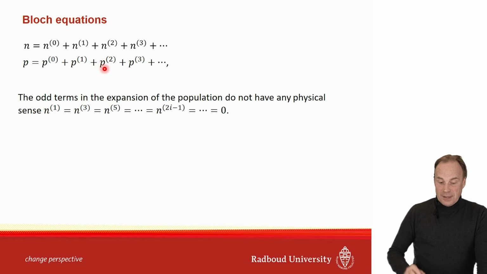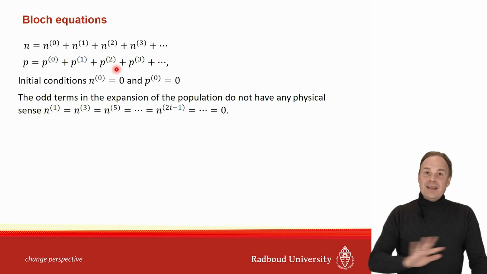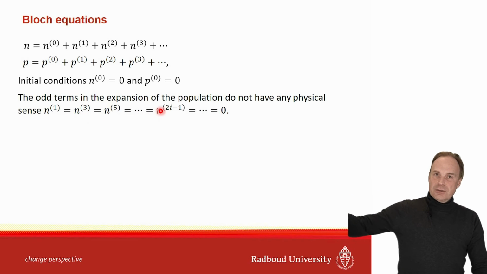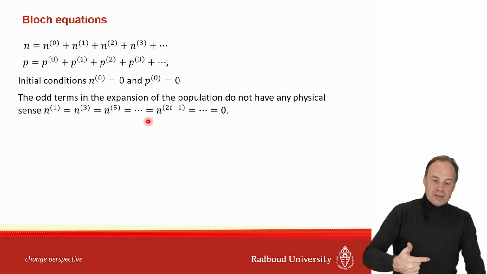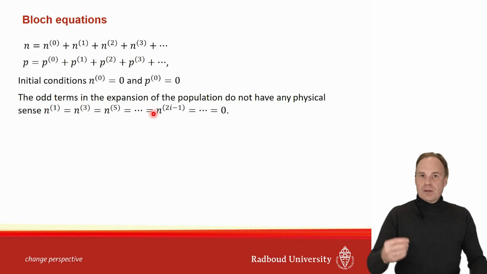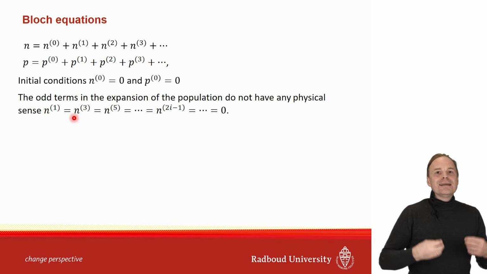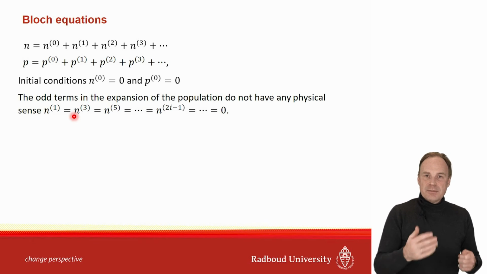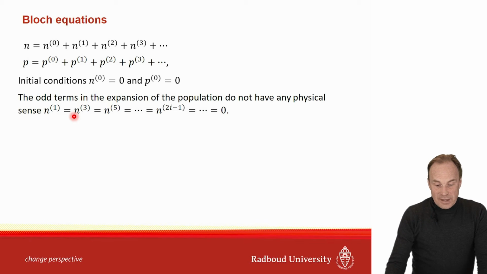Now, first of all, the odd terms in the expansion of the population here do not have any physical sense, simply because population cannot be proportional to the electric field of light. Because population should be proportional to the energy. So if you want to bring the electron to the excited state, you have to bring some energy to the electron, and the energy is the square of the electric field. It cannot be equal to the electric field itself, simply because the electric field oscillates in time. Well, so that means that we get rid of all odd terms here.